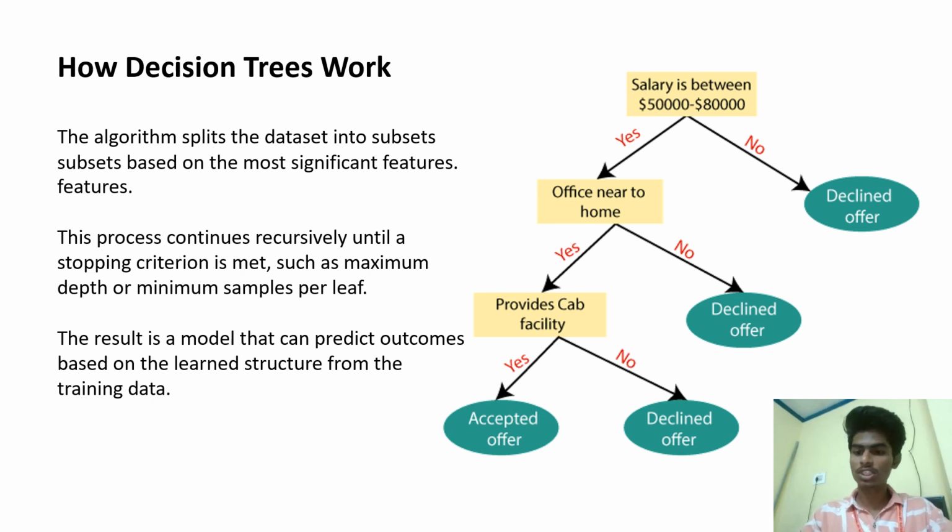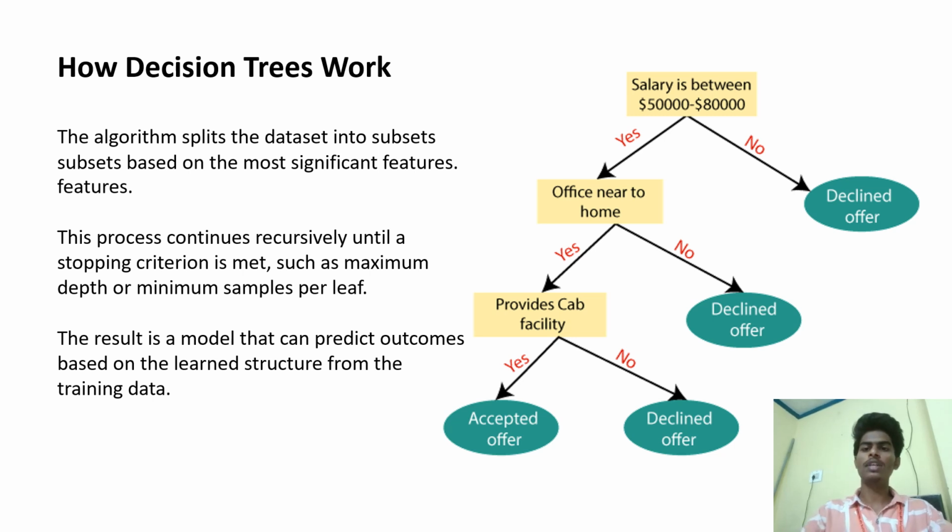This process continues recursively, recursively meaning continuously, until a stopping criterion is met. A stopping criterion means a rule to decide when to stop the iteration, such as reaching the maximum depth or minimum samples per leaf. The result is a model that can predict outcomes based on the learned structure from the training data. We know that due to decision trees, we can predict outcomes based on the training data.